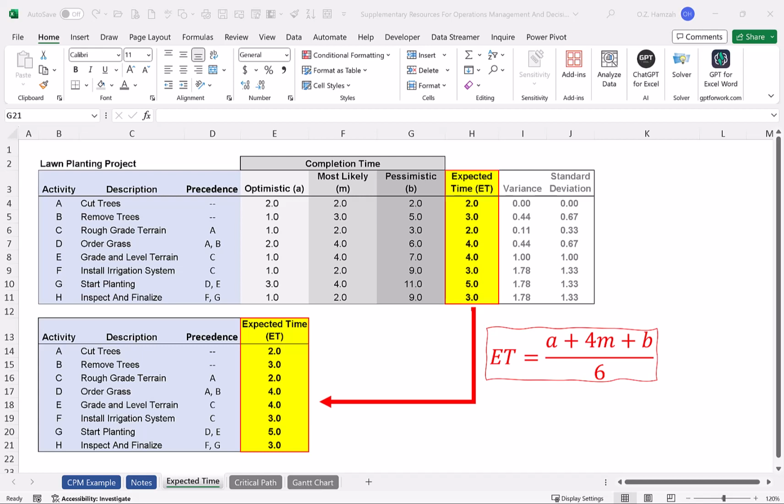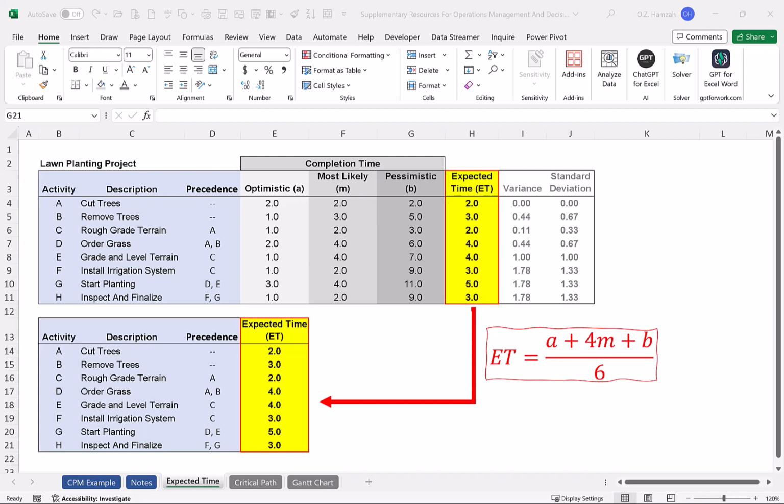The most optimistic time, meaning it can be finished in 1 unit of time, could be 1 day, 1 week, or 1 month. The most likely time, the experts say, is 3 periods, day, week, or month. And pessimistically speaking, it may take up to 5. Why? Weather could be a factor, other items could be a factor. So what is the expected time?